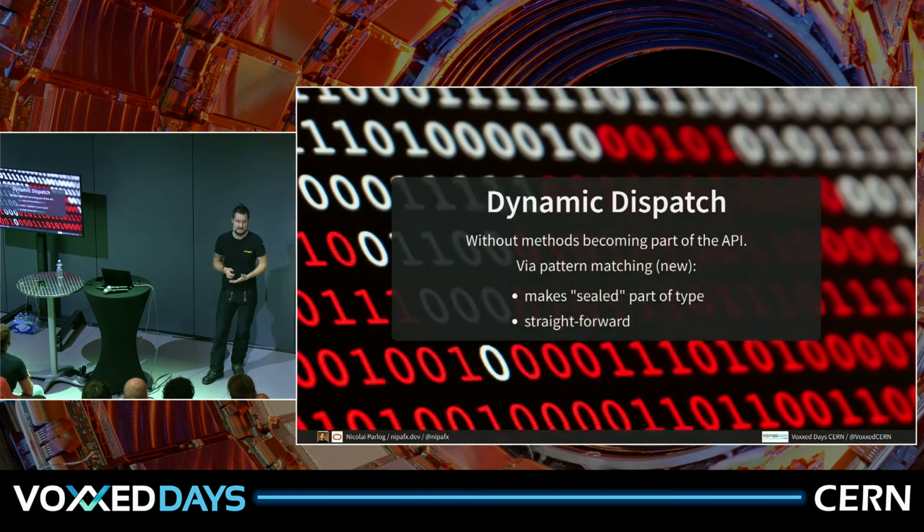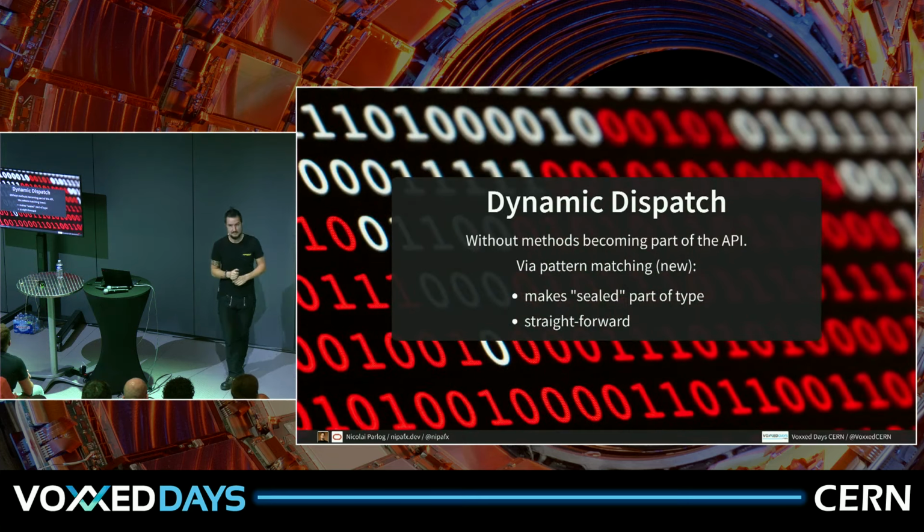And now we've got a third way to have dynamic dispatch, which is with pattern matching. It leaves the original type almost unchanged, except that it makes it sealed, which is not a trivial limitation, but it has much less impact on its overall visibility and structure than the visitor pattern. And from then on, it's straightforward. Switch over the type, implement your operation, and off you go.